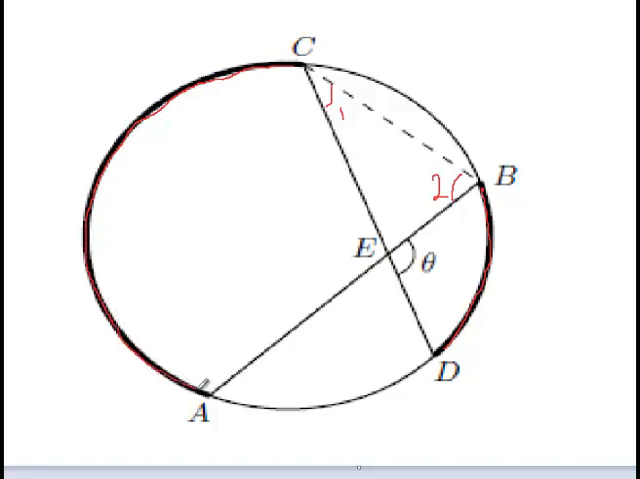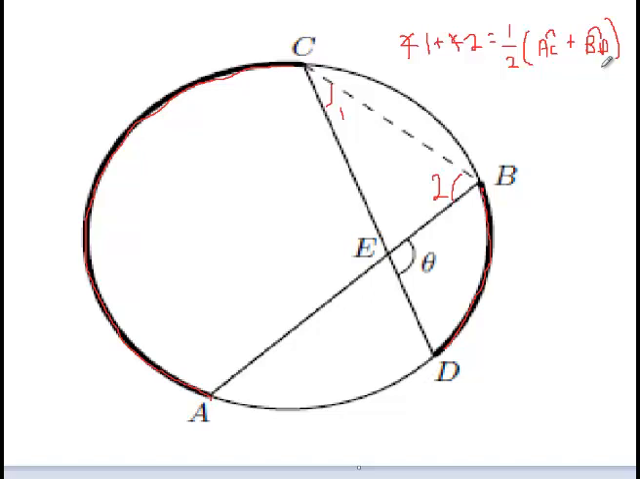And we know in general that an inscribed angle is 1/2 of whatever the arc is. So therefore, angle 1 plus angle 2 is 1/2 of these two arcs combined, is 1/2 of arc AC plus arc BD.